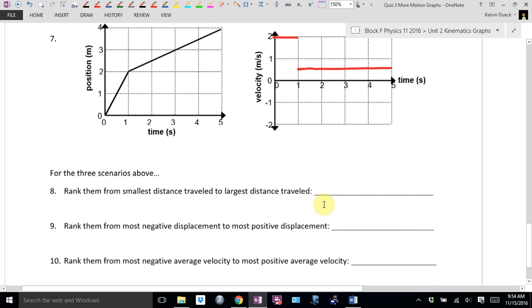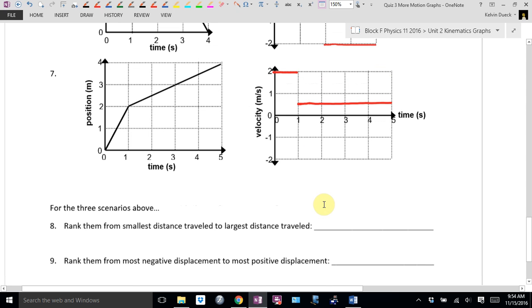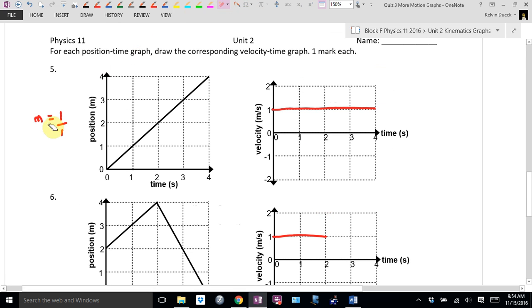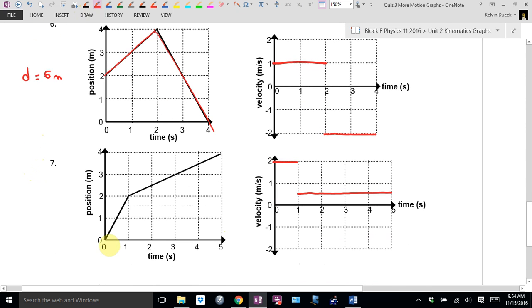Then the last 3 questions, these are thinking questions. So first of all, it says rank them from smallest distance traveled to largest distance traveled. I wrote the distance next to each one of these really quickly. I said, okay, here I went 4 meters because I started at 0, ended at 4. Here I went 2 meters forwards, 4 meters backwards. Here I went 6 meters. Here I went 2 meters forwards and then 2 more meters forwards. Here I went 4 meters.